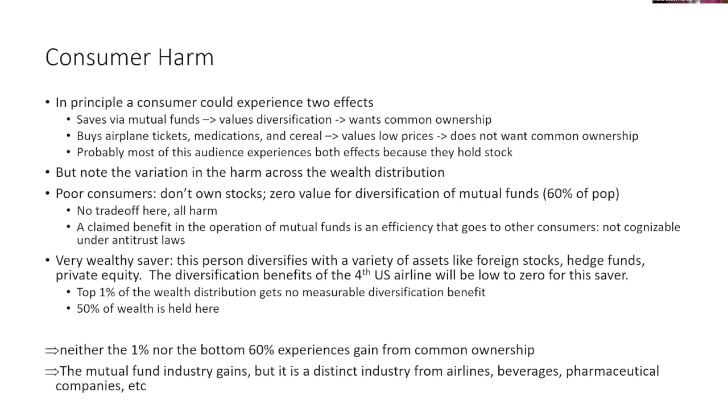A very wealthy saver is going to hold some stock, but also foreign stocks, hedge funds, private equity, golf courses, all kinds of assets. And the diversification benefits of a fourth US airline are going to be basically zero for this saver. And notice that, let's remember, we're a very unequal society, so 50% of wealth is held by the top 1%. So the top 1% and the bottom 60% don't get anything out of the diversification gains from common ownership.